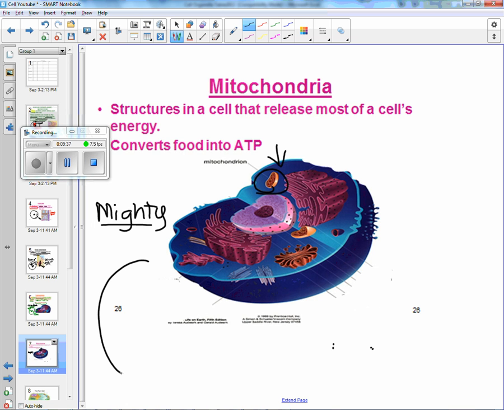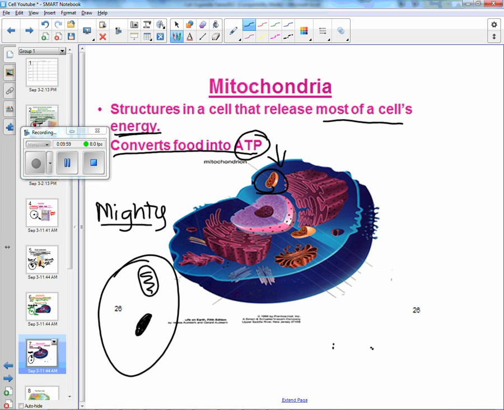And what it looks like, if you draw your cell, you draw your nucleus, it looks like a little bean. Its structure is like a little bean, and it has a little squiggly line. So it's two membranes. Okay? And what they do is they release most of the cell's energy. That's their function. They release energy. They convert food into ATP, which is equal to energy. So that is what the mitochondria does.